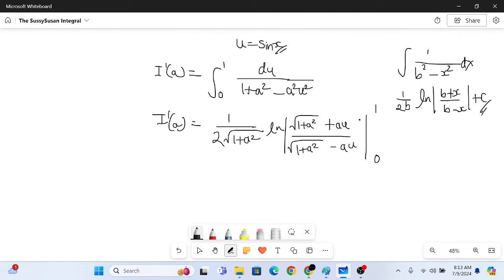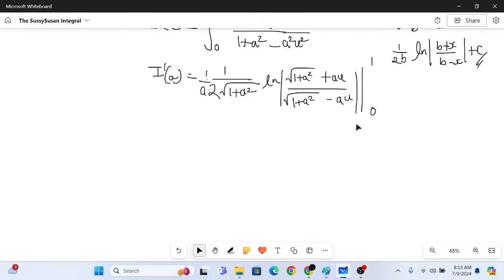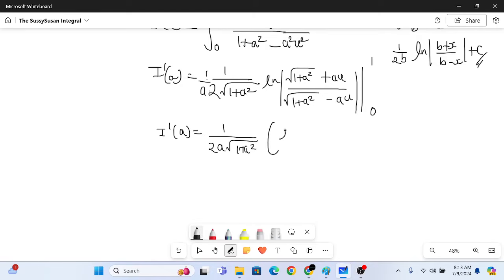Also don't forget that since we have a constant in front of the variable, I also need to introduce 1 by that constant number, 1 by a. Just need to do this. Now let me evaluate this from 0 to 1, and then we get I dash of a is equal to 1 by 2a square root of 1 plus a square, and then ln of square root of 1 plus a square plus a by square root of 1 plus a square minus a, and at 0 these two just go to 0, and dividing this we just get ln of 1. Ln of 1 is 0, we know that.